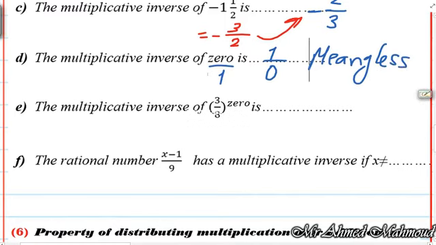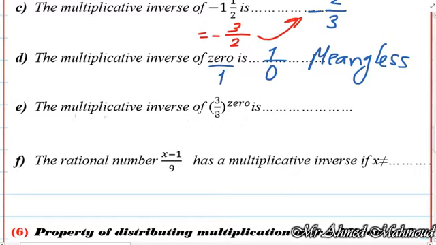Then we can say that 0 has no multiplicative inverse. Again, 0 has no multiplicative inverse because when we switch 1 over 0, 0 over 1 to be 1 over 0, it's meaningless or undefined.